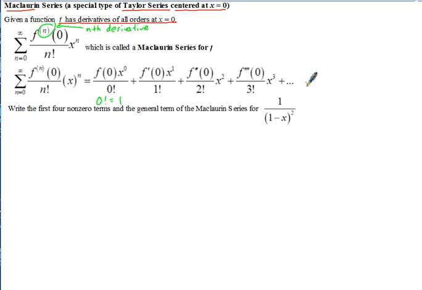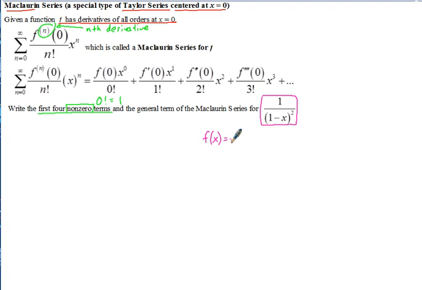So let's look at this first example. It says write the first 4 non-zero terms. So the terms that are not 0. Sometimes you get terms that equal 0 here, if the derivative or the original function equals 0. And the general term of the Maclaurin series for this, 1 over 1 minus x squared. So this here really represents our original function, f of x.